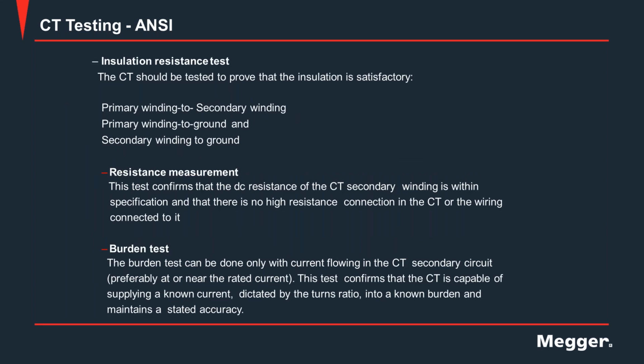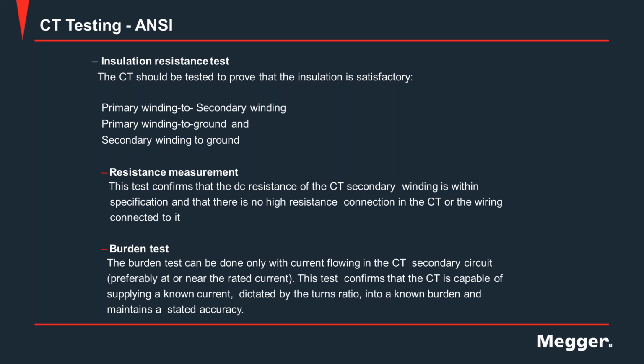It is defined by the ANSI standard, the insulation resistance test. So we all know that this is a very important test to assess our insulation. With the CT insulation resistance test, we consider the primary winding to secondary winding insulation. We do the testing for primary winding to ground insulation and the secondary winding to ground insulation. Another important test is the resistance measurement.